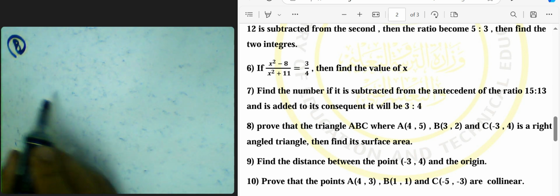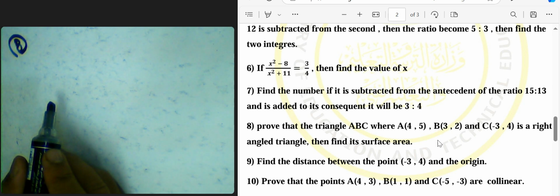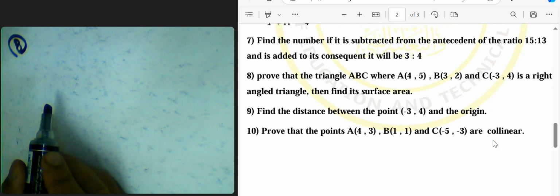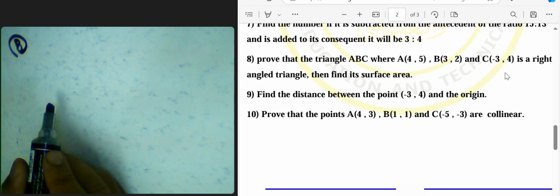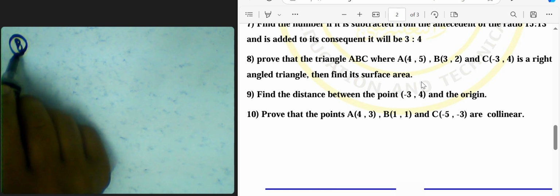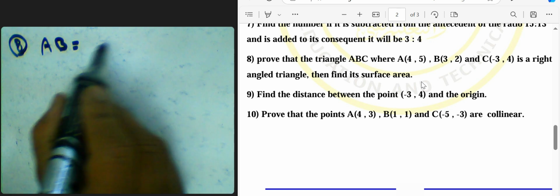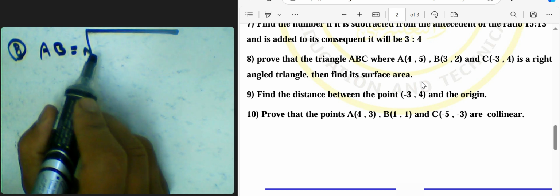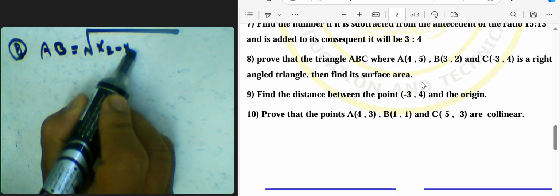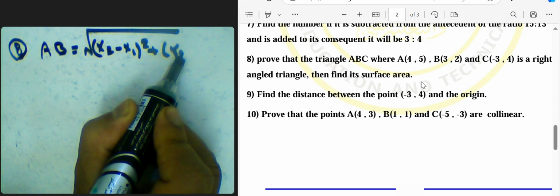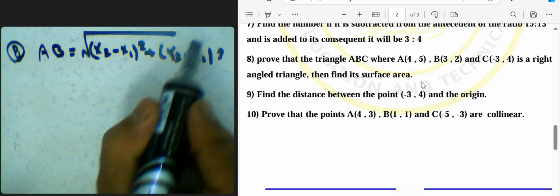That was question number 7. Look with me at question number 8. Prove that the triangle ABC, with A (4, 5), B (3, 2), and C (negative 3, 4), is a right angle triangle, then find the surface area. Okay, we can find the length of all sides, such as AB. We can find the length by using the rule: square root of (x2 minus x1) power 2 plus (y2 minus y1) power 2.